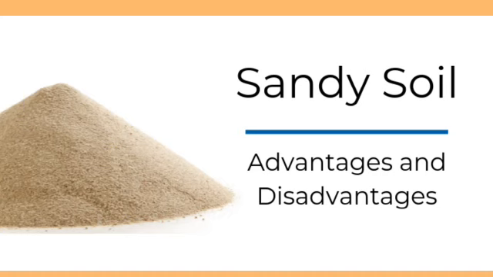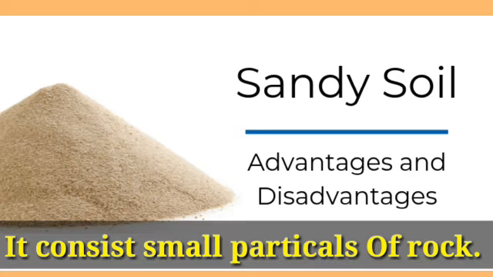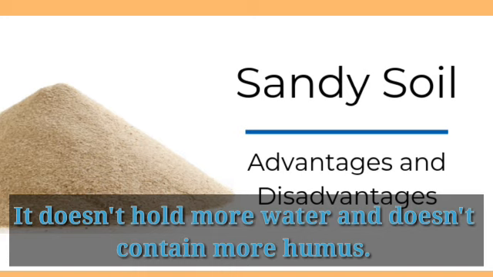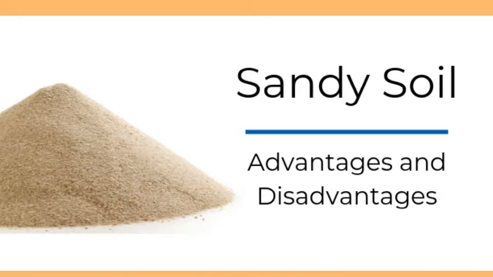Sandy soil is the first type of soil and it consists of small particles of weathered rock. Sandy soil is one of the poorest types of soil. Why? Because in sandy soil all the particles are very far away from each other, so it does not hold much water. That is the first reason. Another is that it does not contain clay or humus, and humus is very important for plant growth. That's why sandy soil is the poorest soil compared to the other two soils.